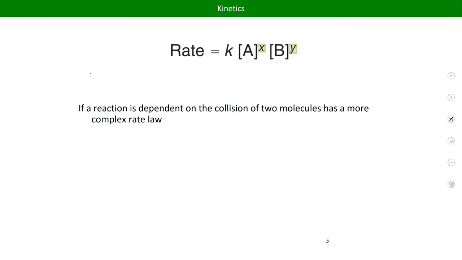And if X is one and Y is one, that's one of the most common rates, because you wind up with it being overall second order, but it's first order in each of your reactants. So overall it would be second order. Yeah, because you could change either of them. If you double both of them, the overall rate would go up by a factor of four, which makes it second order.